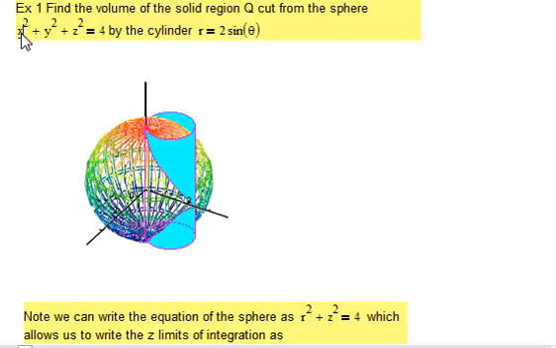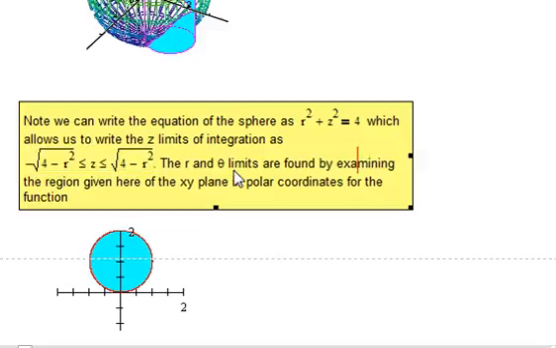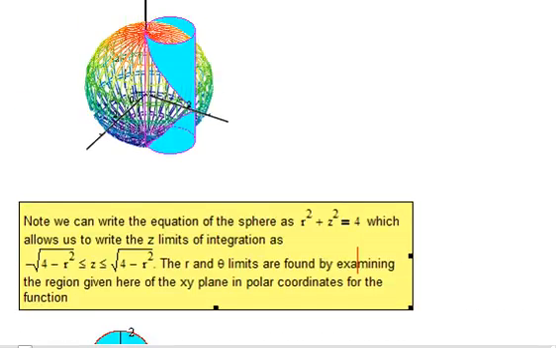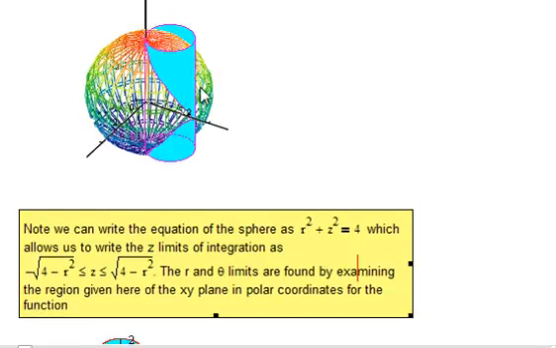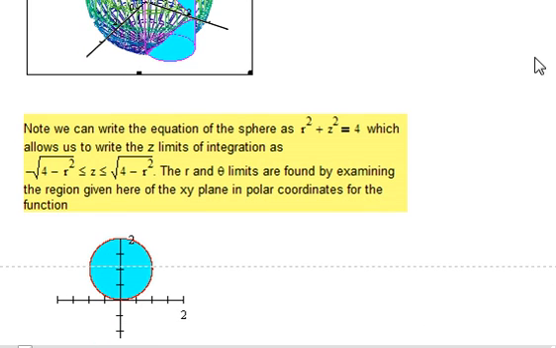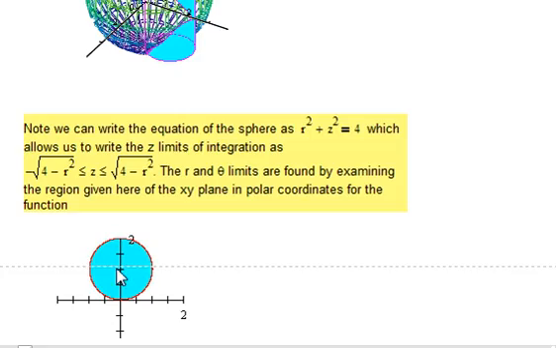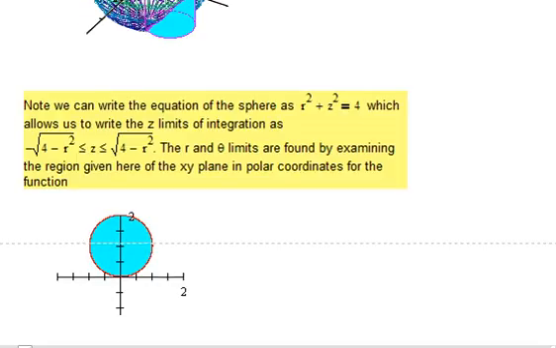But instead of saying x squared plus y squared plus z squared equals 4, we're going to change that to r squared equals 4. And so then we can get our z limits fairly easily by solving this for z equals plus or minus square root of 4 minus r squared, so there's our z limits. The r and theta limits we can find by looking at this region here, which is in the xy plane, which is up here. That's the way you graph r equals 2 sine theta as a circle that passes through the origin of radius 1.